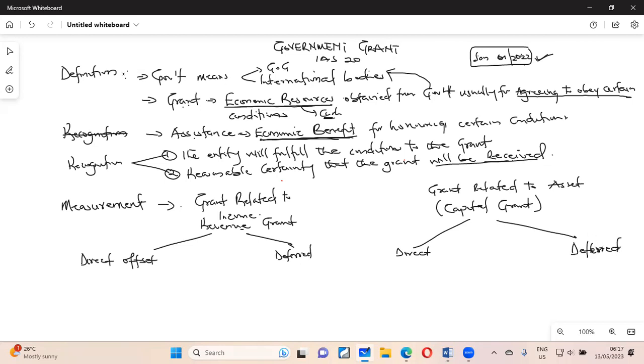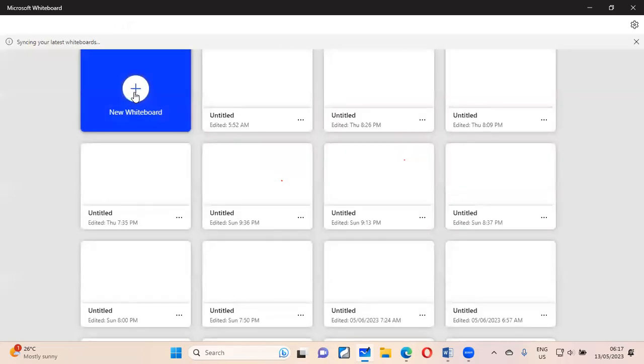Now, let's take this example. So I said that this one is a grant that is related to expenditure. This one is a grant that is related to an asset. The only difference between these two is that an asset is depreciated, expenses are not depreciated. So that is the only difference that arises between the two. I'm going to open a fresh page to deal with this, and I will explain it in simple terms for you to get it.